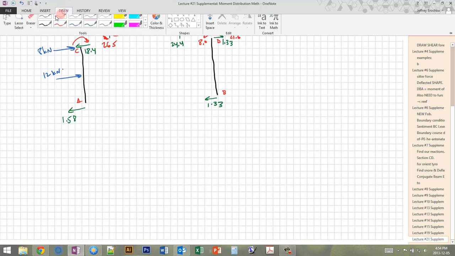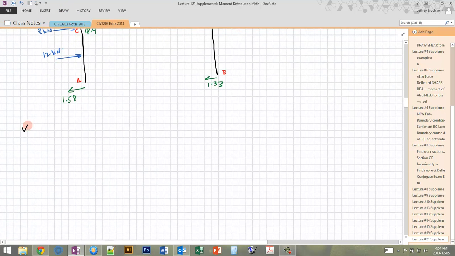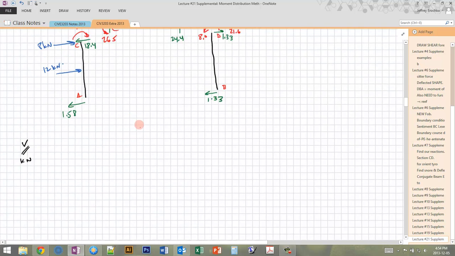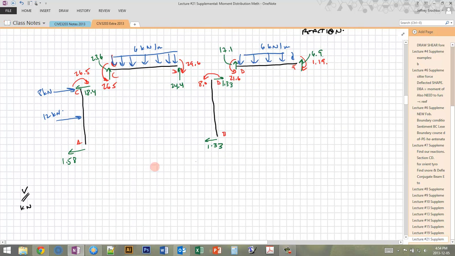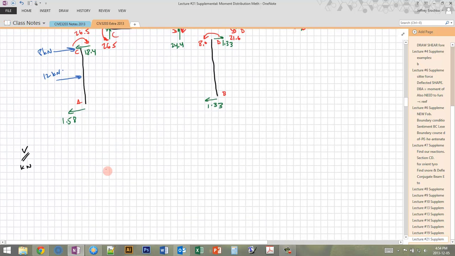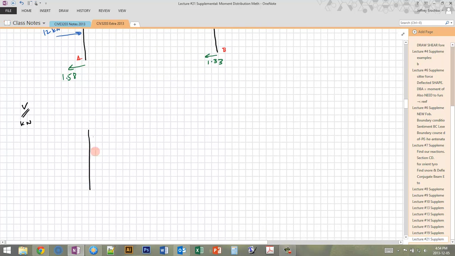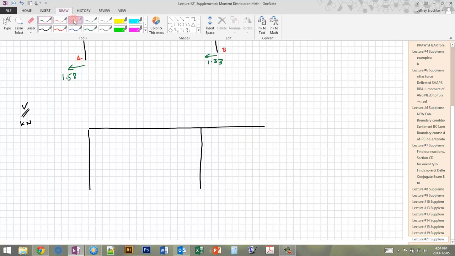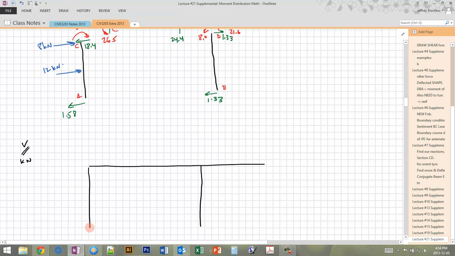And now using this information, I can easily draw the shear force diagram. You notice I ignored the axial loads here because I don't need them to draw the shear or moment diagrams. So here's our shear force diagram. Here's our structure. So our shear goes up 1.58 here, then drops by 12. So this is 1.58. This is 10.42. This one is just 1.33.